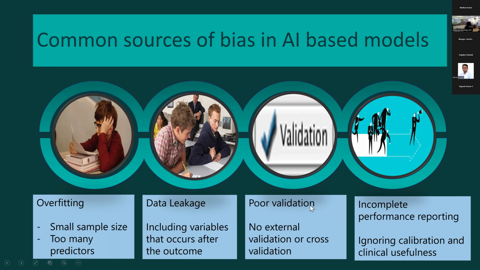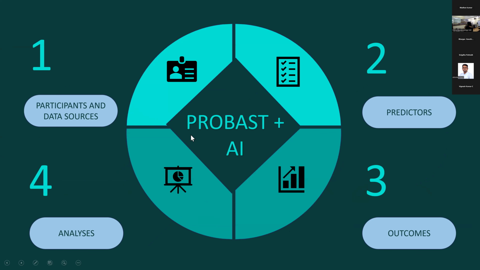Next, sometimes these will not be validated. Usually we need internal validation and external validation. Most of these models are not externally validated. And there is incomplete reporting of performance. They ignore the calibration and clinical usefulness. All of these terms, calibration, validation, overfitting, I'll come to that in a short while. So for all of this, you need some sort of guidelines to assess the risk of bias. For that, what is being used is PROBAST plus AI.